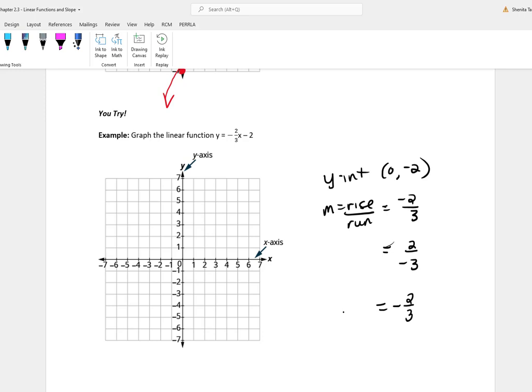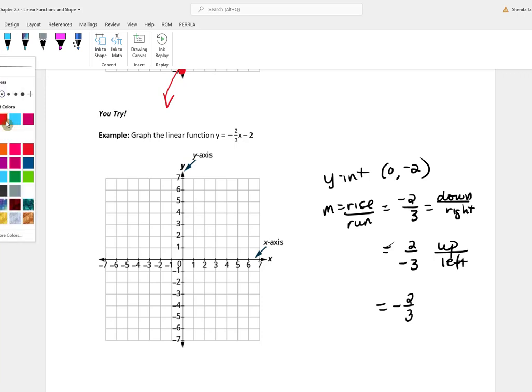Here I have the negative sign in front, but you can put it at the top or you can put it at the bottom. So here you can go down 2 and then to the right 3, or you can go up 2 and to the left 3.